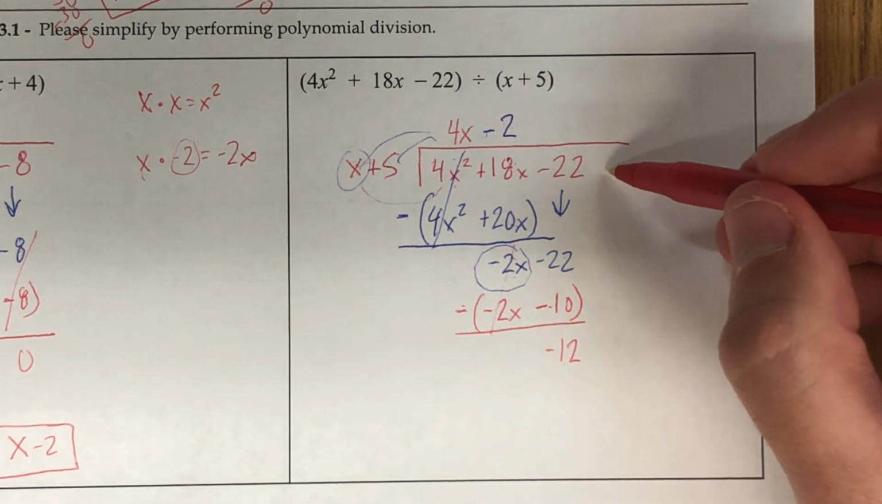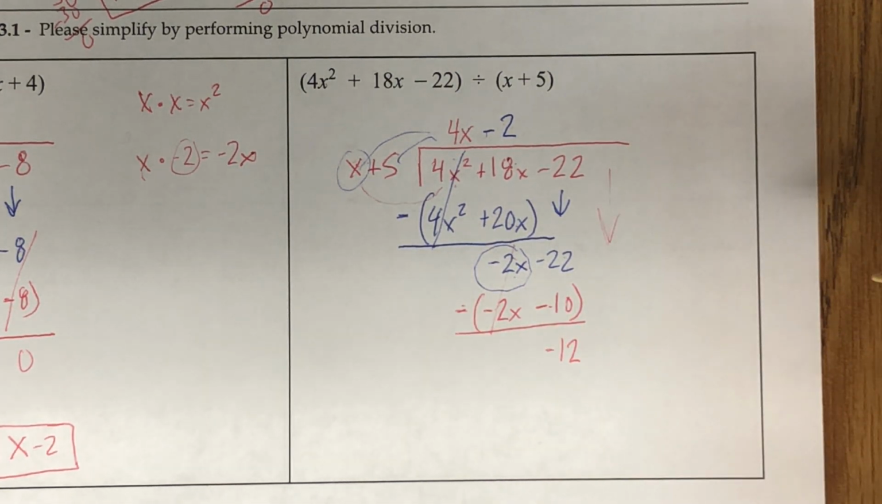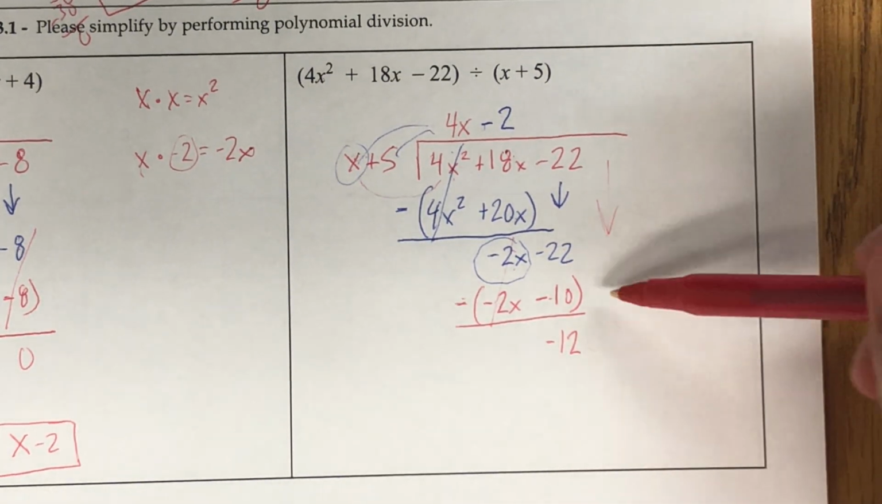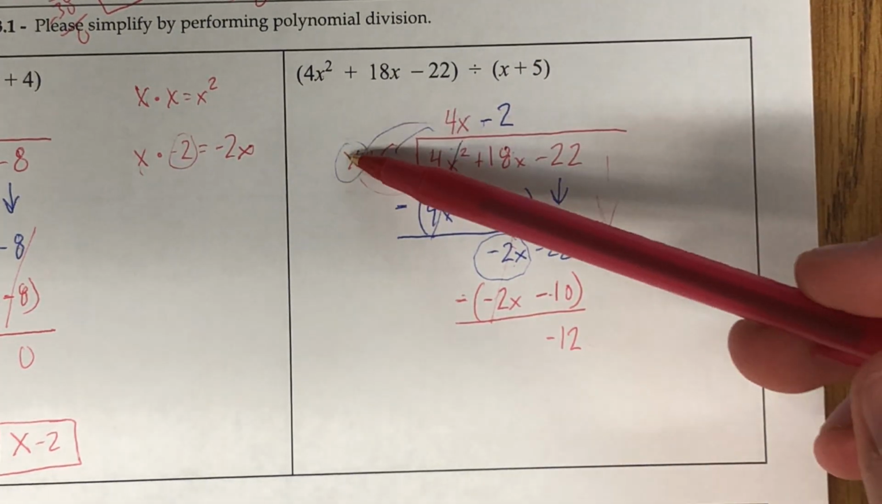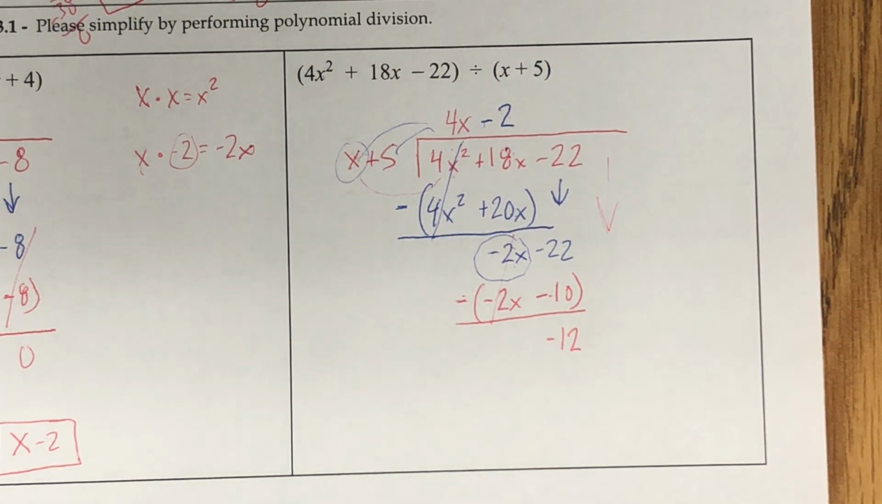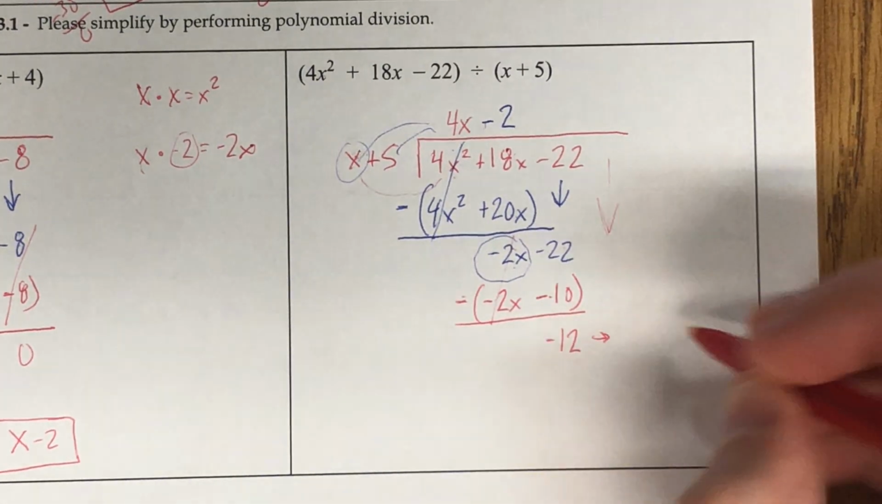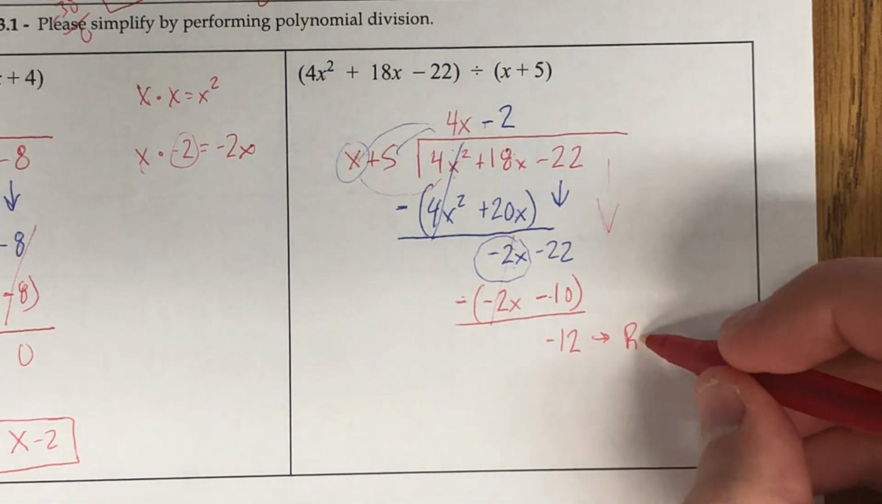At this point, there's nothing more for us to bring down. And bringing down a 0 or something like that is not really going to help, because the process, remember, is we ask what do you need to multiply x by to get negative 12? There really isn't anything else we can do outside of multiplying by negative 12 over x, which doesn't really make sense. So this is the portion that is included in our remainder.